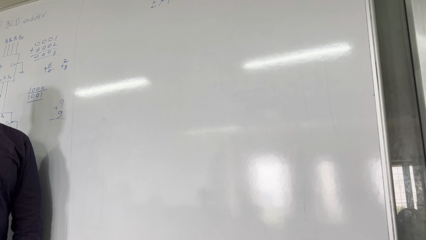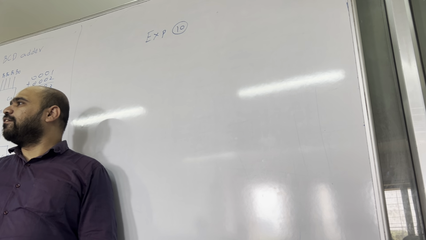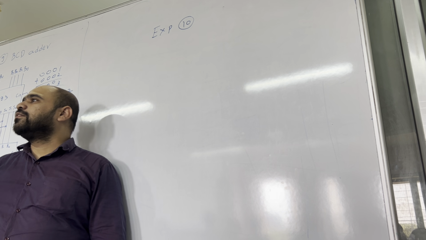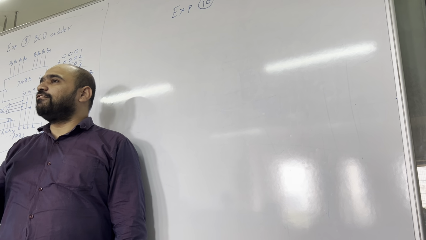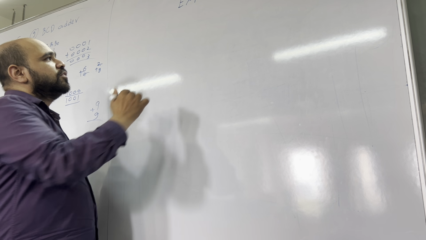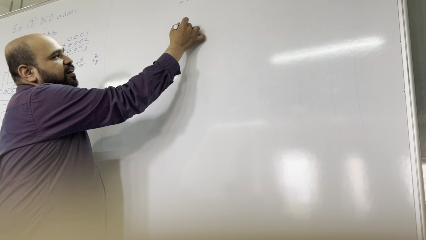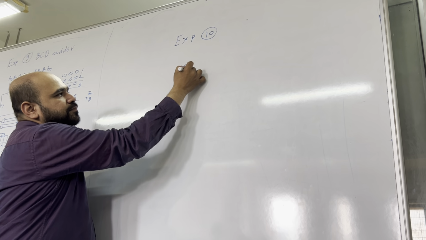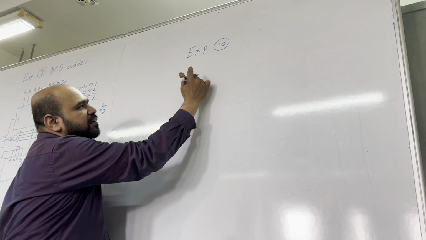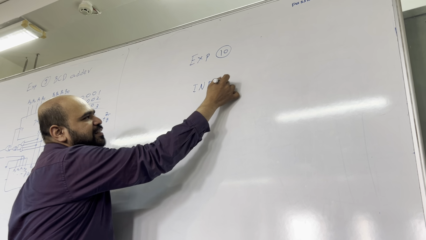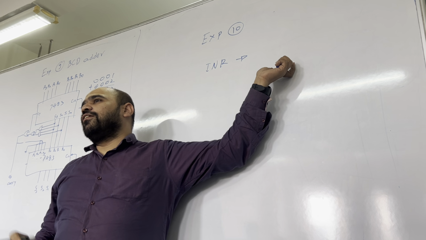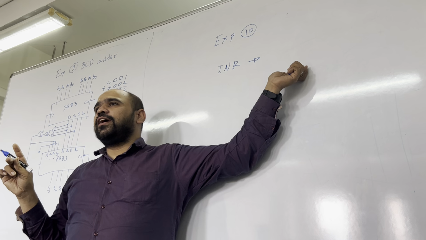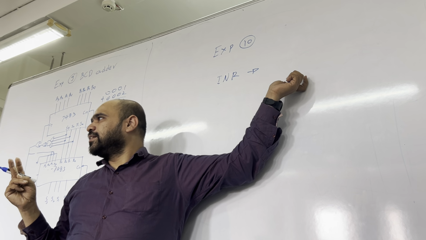Okay, so for experiment number 10, you will have a worded problem. What is a worded problem? You will be given a condition, like you have to design a vending machine. Okay? So what should the vending machine do? When it receives INR 2, it will dispatch an eclair, I don't know, some chocolate. Okay? And you have coins of 1 rupee and 2 rupees.